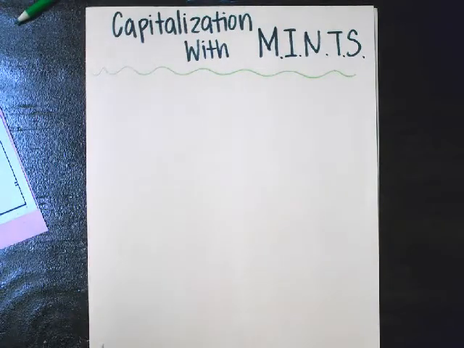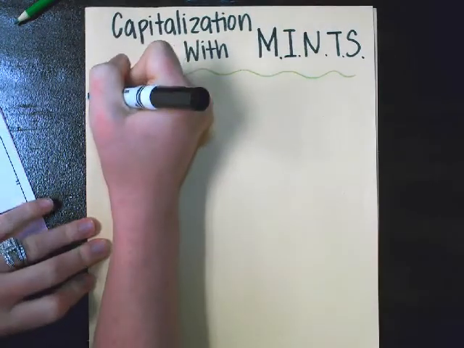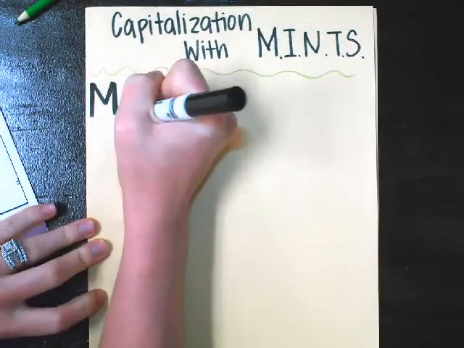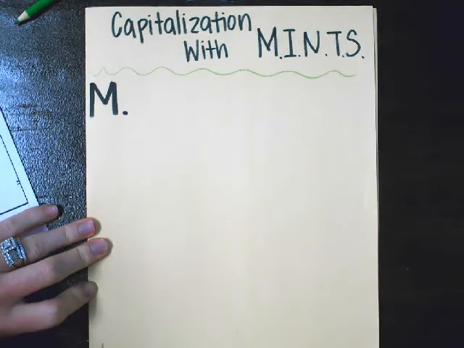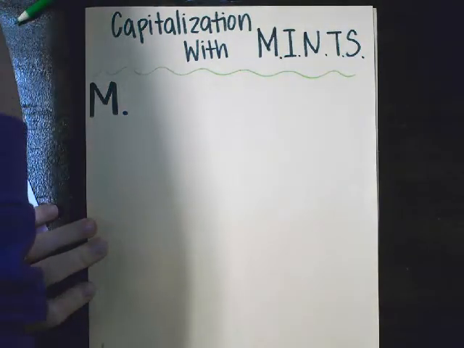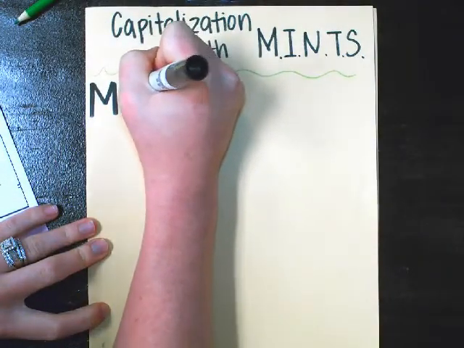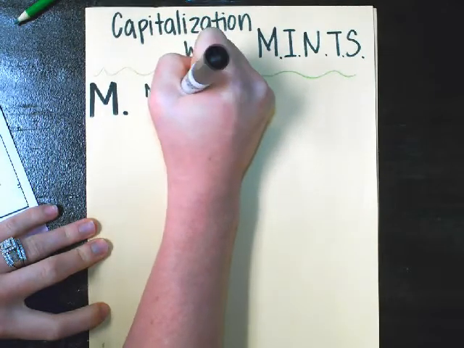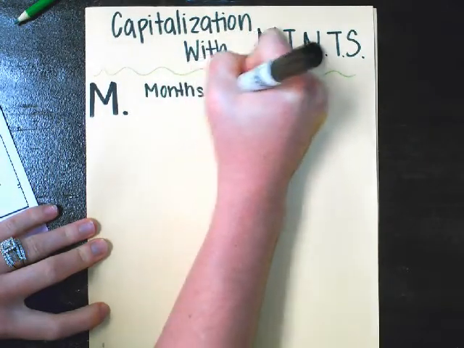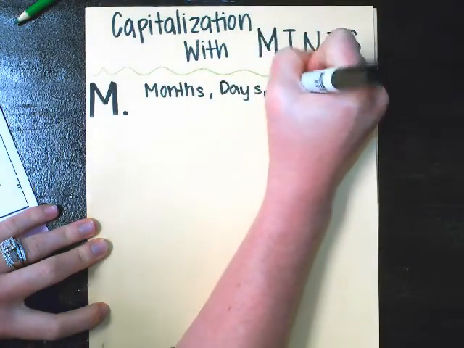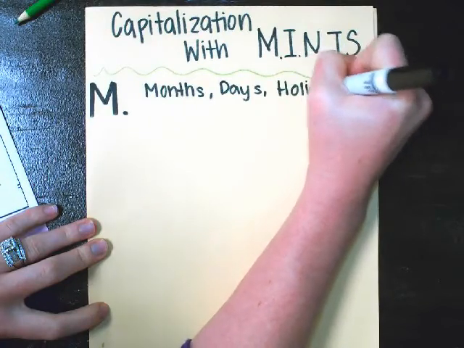All right, the first thing we need to remember is our M. It stands for months, days, and holidays. So I'm going to draw a big M here. Give you time to draw it. And it stands for months, days, and holidays. That's what I'm going to write. So months, days, and our favorite, which is holidays.